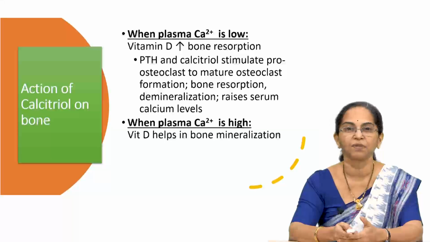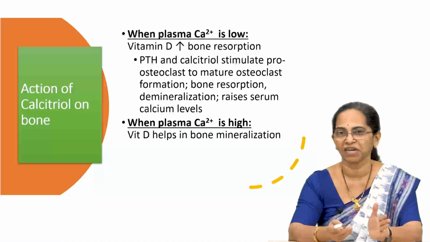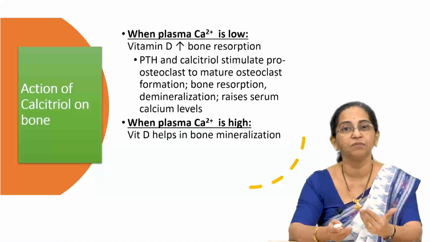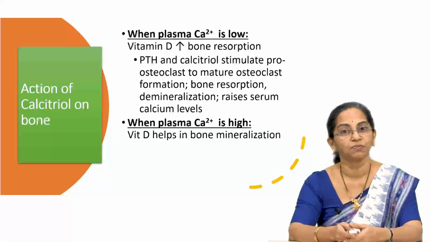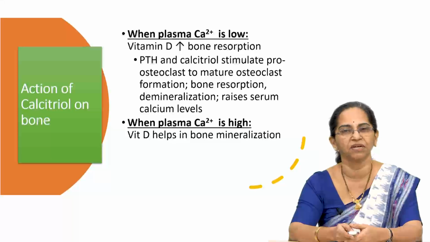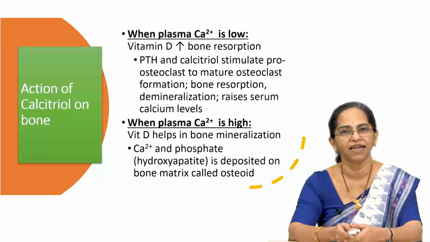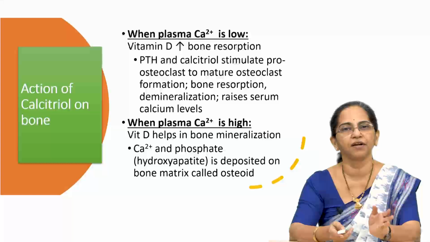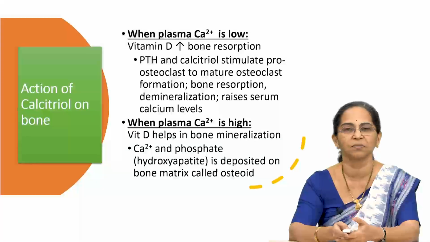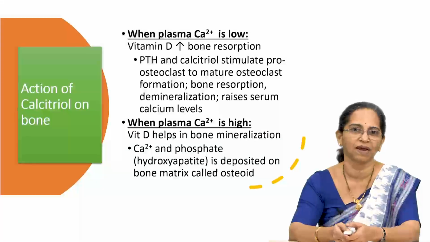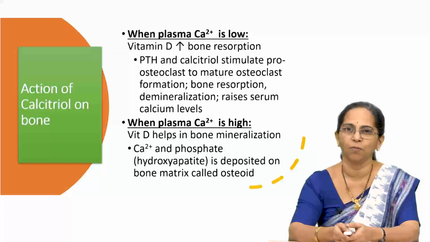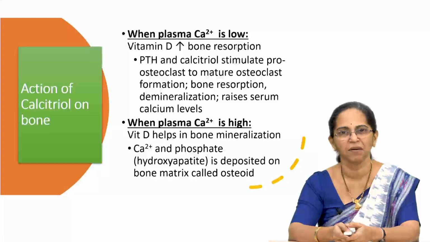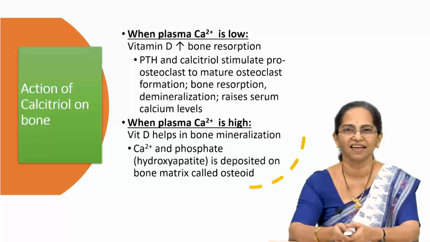Let's assume plasma calcium is high. Plasma calcium is high, you do not want any more release of calcium into the blood. So there is bone mineralization. What does vitamin D do? When calcium levels are high, it makes calcium and phosphate undergo deposition as hydroxyapatite and it deposits in the bone matrix in the osteoids. So when the calcium is low, bone resorption. When calcium is high, bone mineralization. This is the action of vitamin D on bone.